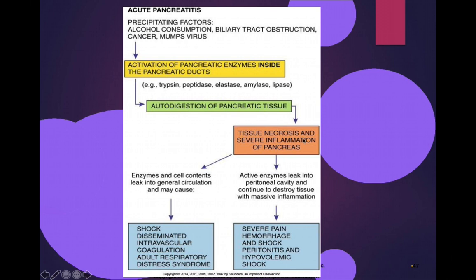Then you get tissue necrosis and severe inflammation of the pancreas. The active enzymes leak into the peritoneal cavity and continue to destroy tissue with massive inflammation. That can lead to severe pain, hemorrhaging, shock, peritonitis. The enzymes and cell contents can leak into the general circulation, and they can cause shock, DIC, disseminated intravascular coagulation, and adult respiratory distress syndrome.